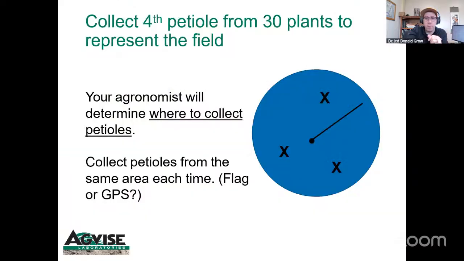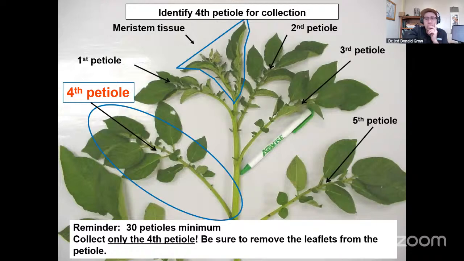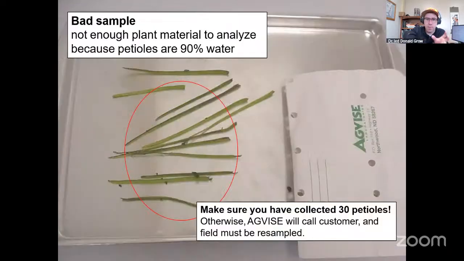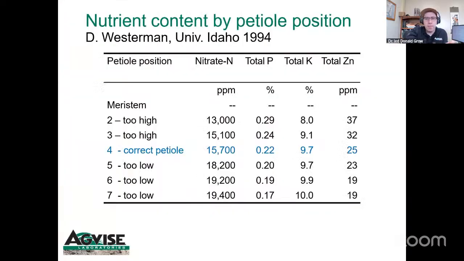Different plants require different plant parts to be tested at different growth stages. So the fourth petiole is crucial for potato sampling. You'll send them in with all the leaflets removed. You have to make sure you have a good sample, because otherwise it is not representative. If there's not enough there once you dry and grind them, there's not enough tissue to be tested. This is a really good example of why we do the fourth petiole.